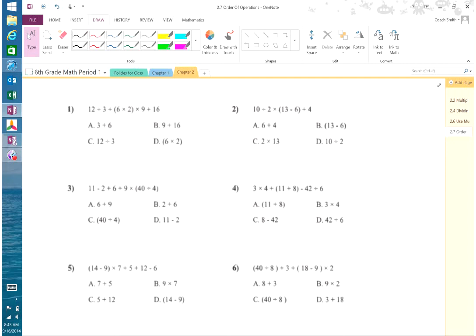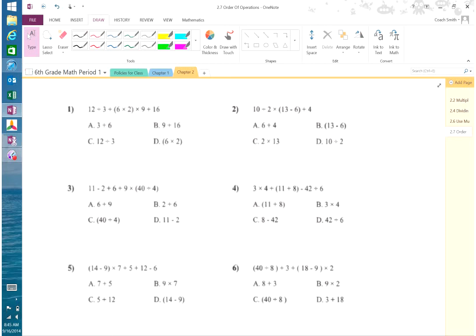Page 2 at the top has your rules again for you. Step 1, parentheses. Step 2, exponent. Step 3, multiply or divide. Step 4, add or subtract. What they want to know is this. They want you to go through these problems that I've got listed on the screen here.